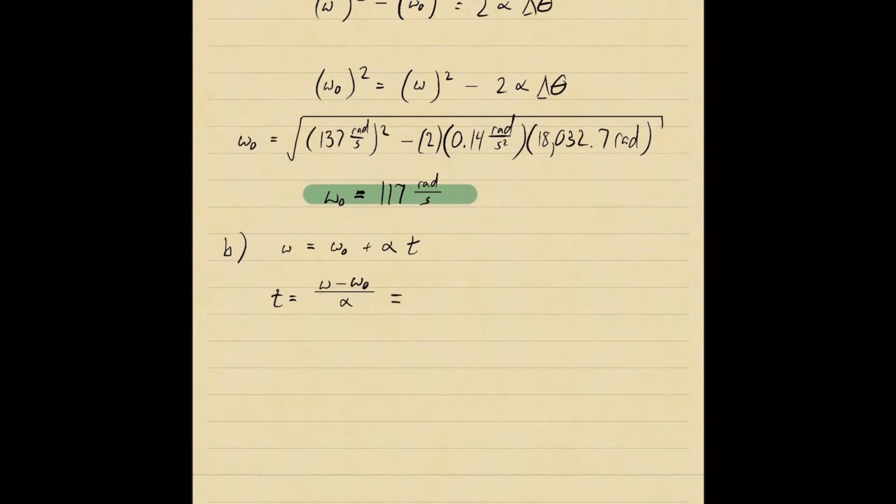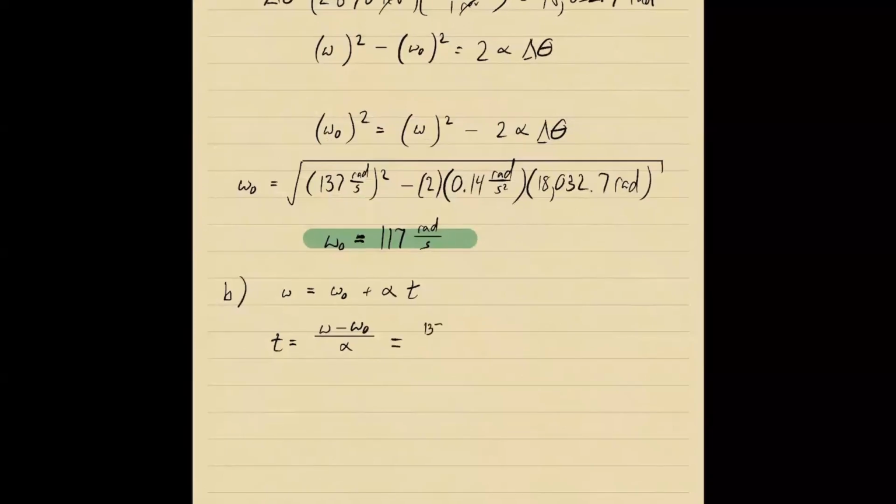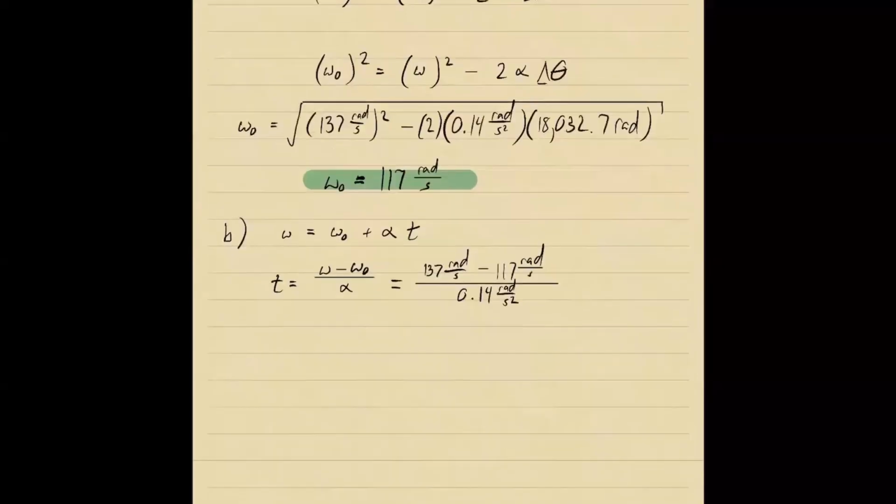Right, so our final angular speed was 137 radians per second. Our initial angular velocity we just found to be 117 radians per second. And our angular acceleration is 0.14 radians per second squared. And so punching that in gives us an elapsed time of 142.9 seconds, so a little over 2 minutes.